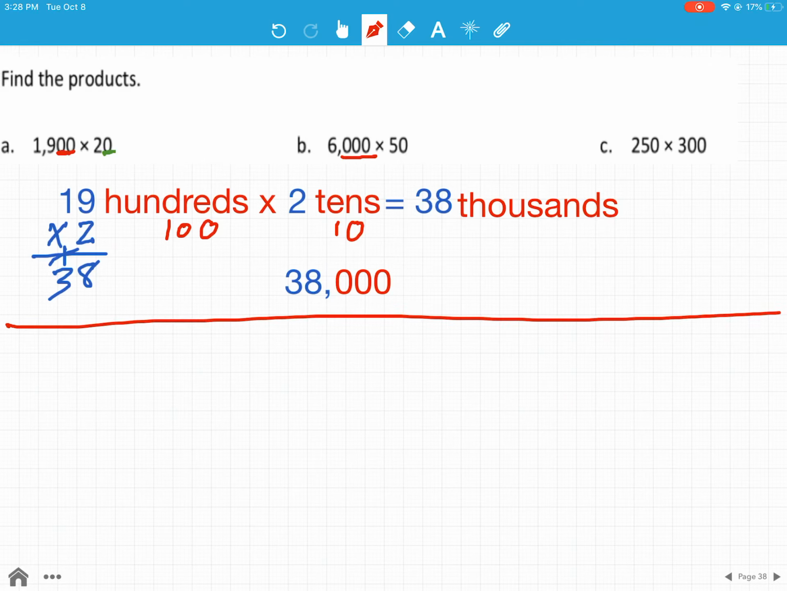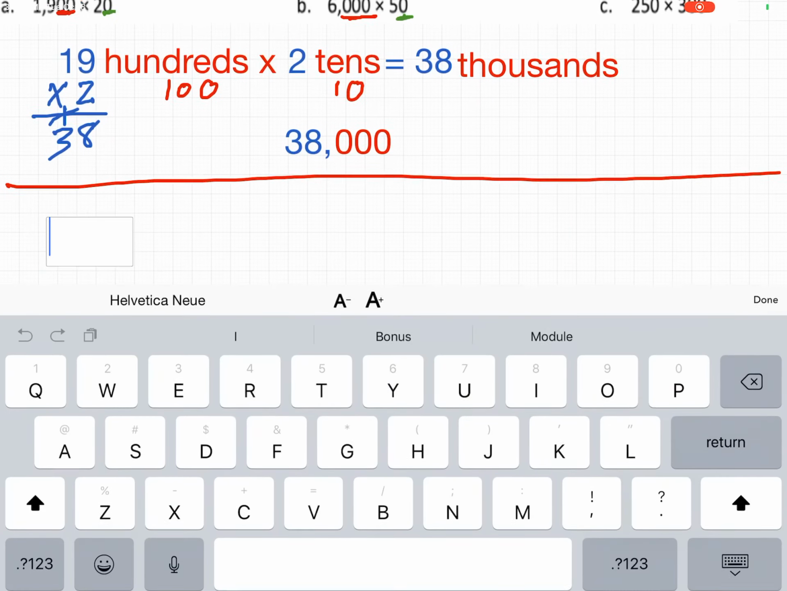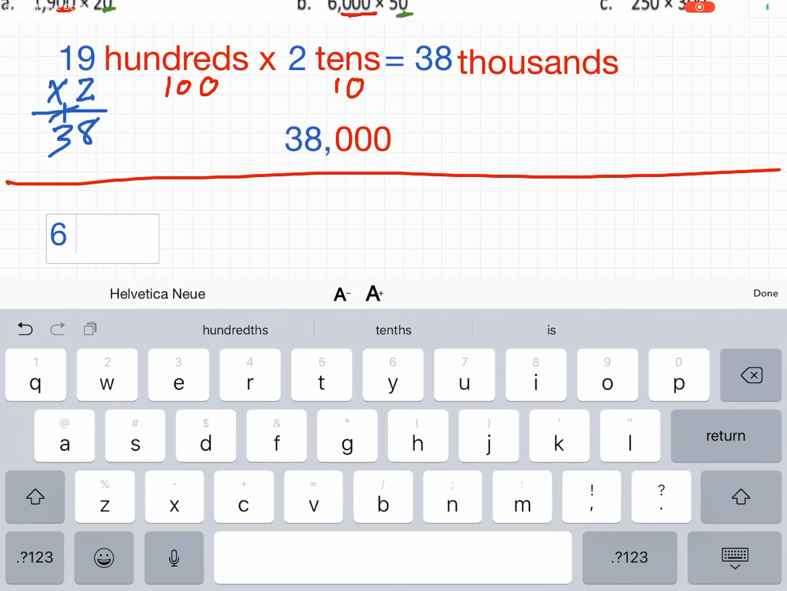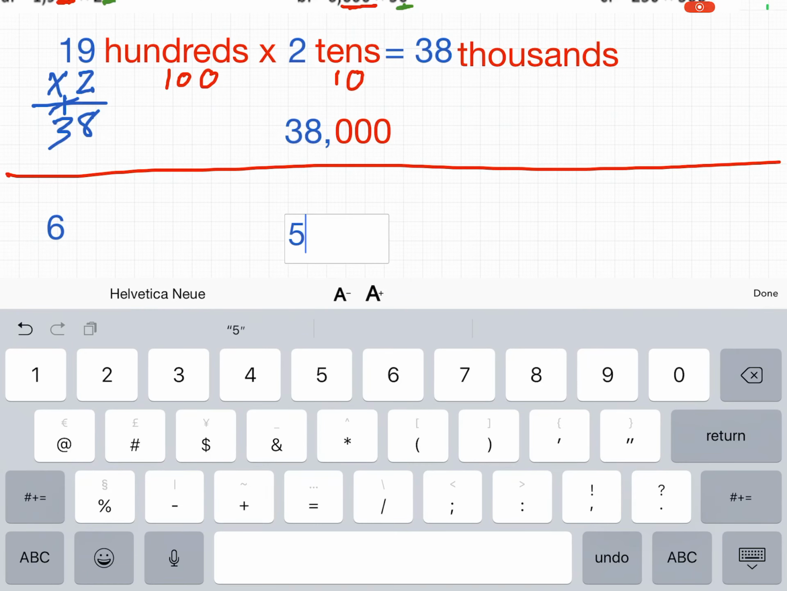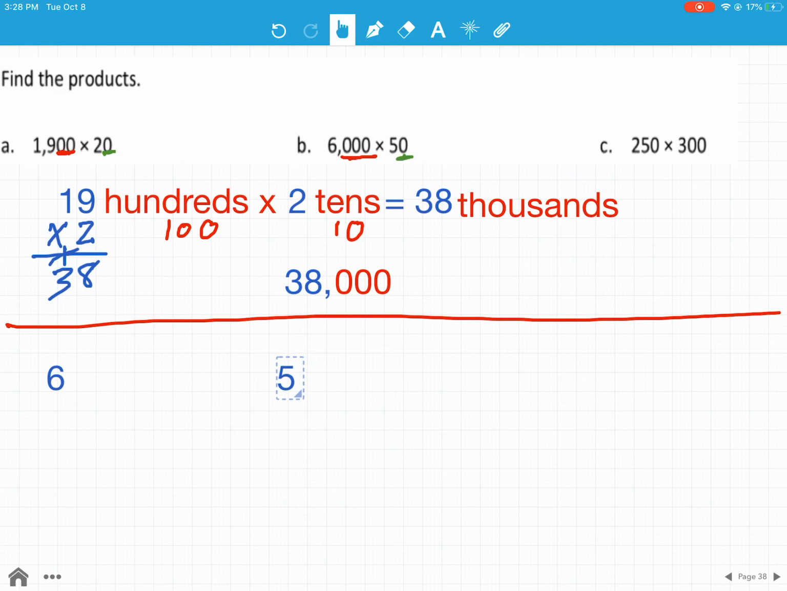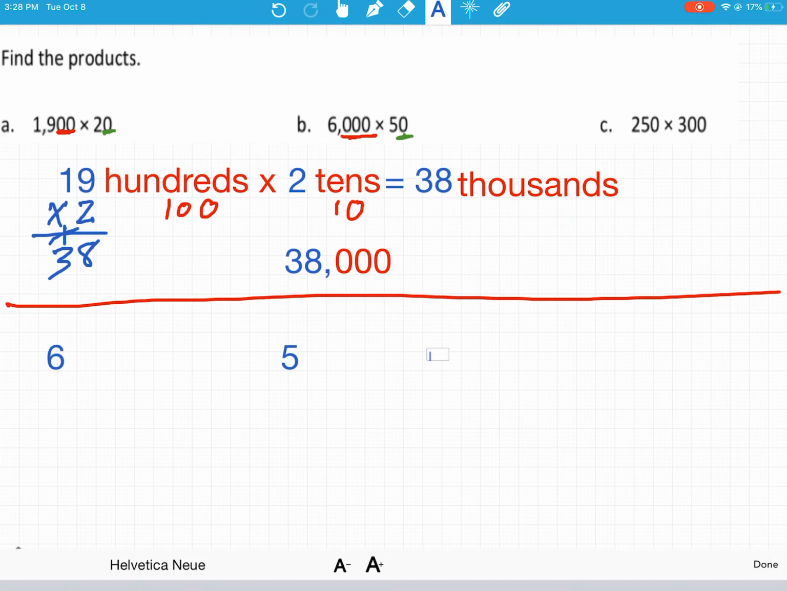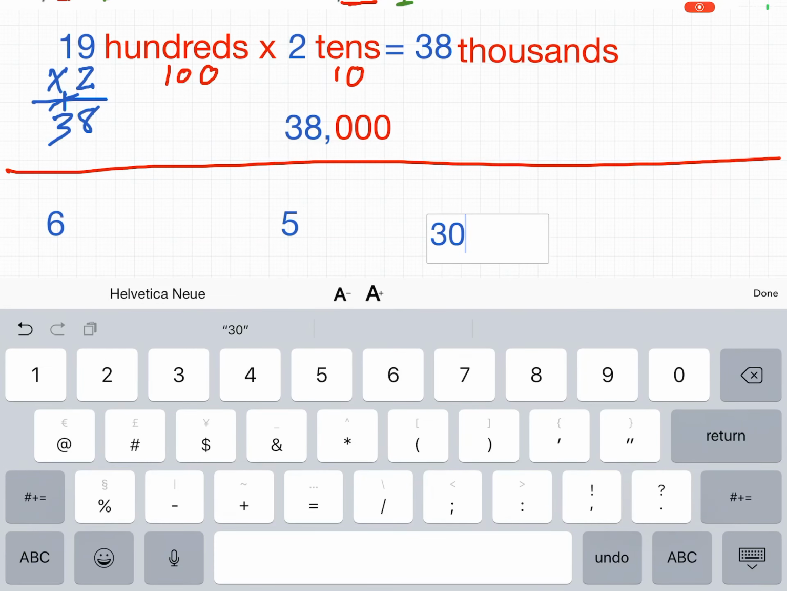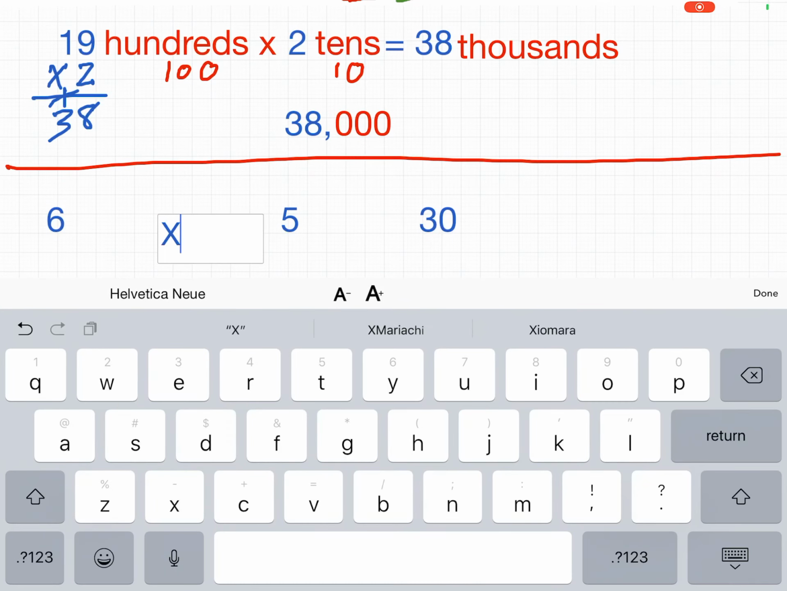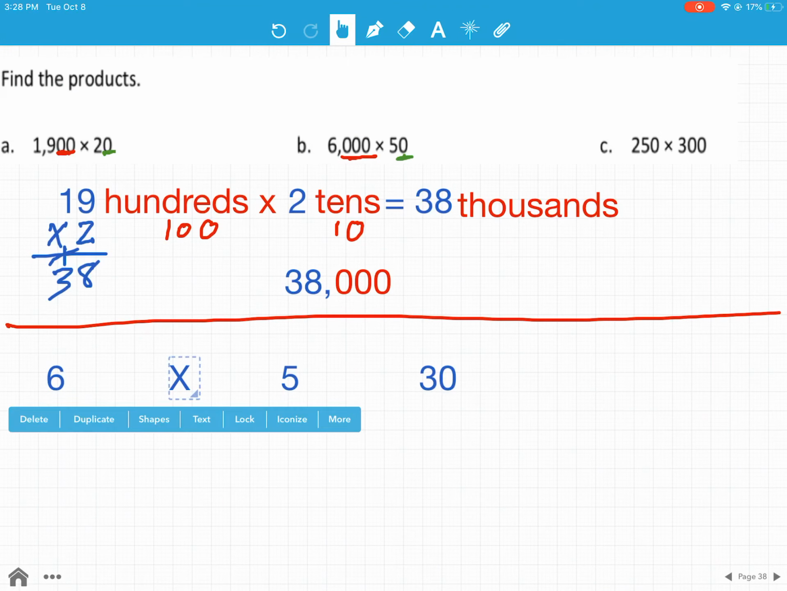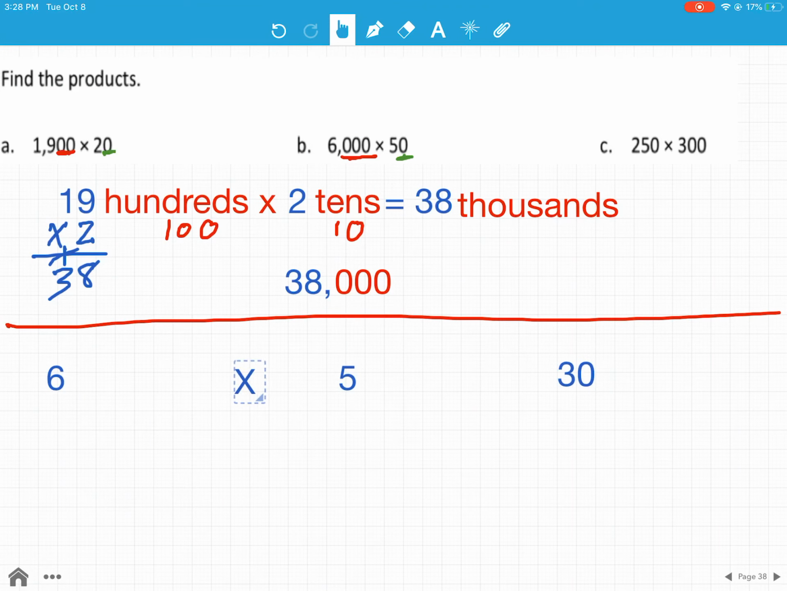We have thousands and tenths. So we start off with 6. We also have a 5. And we're going to multiply these. Hopefully you already see the answer to this as 30. So when we multiply these, hopefully you see the answer. Now we just have to put the words in.